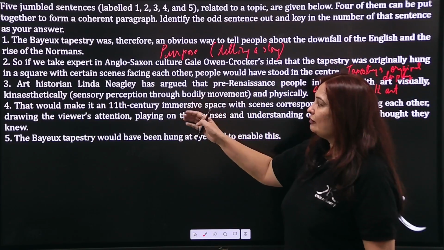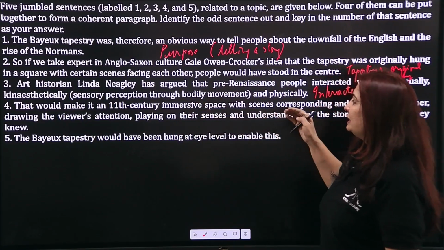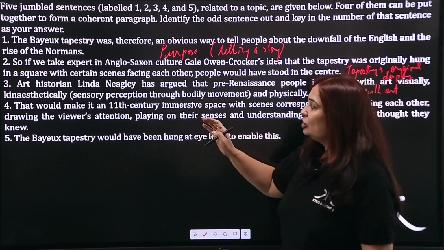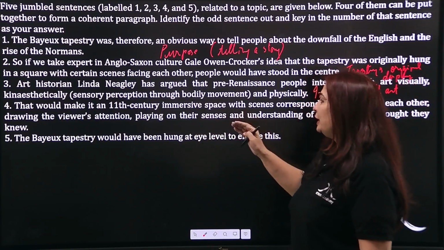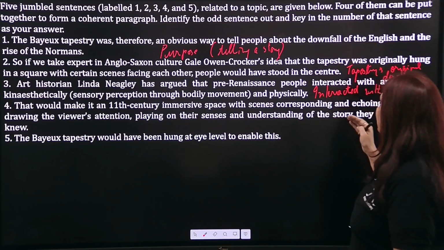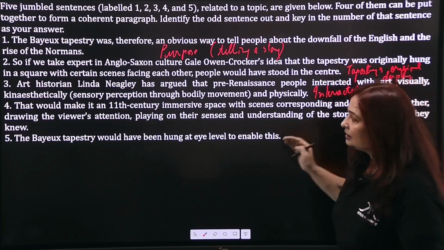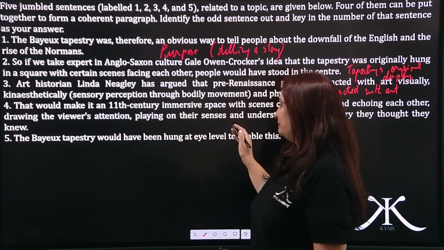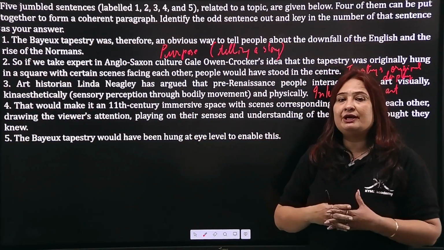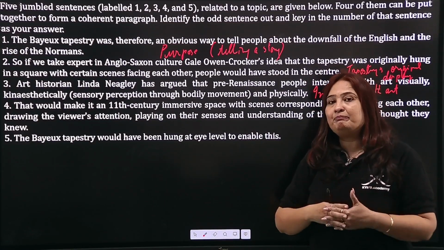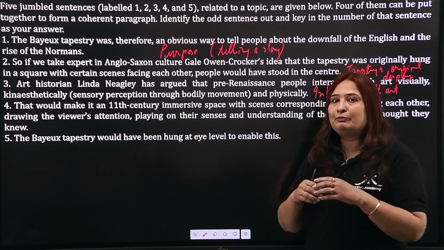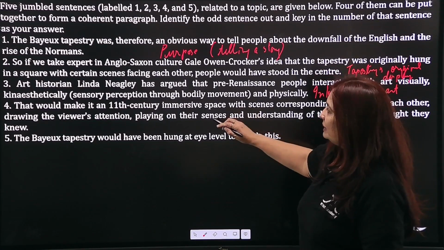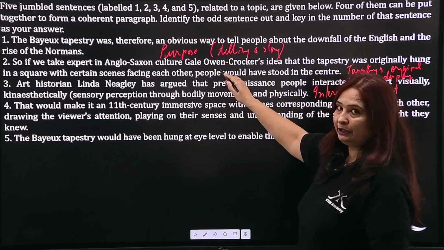Sentence 4. That would make it an 11th century immersive space with scenes corresponding and echoing each other, drawing the viewer's attention, playing on their senses and understanding of the story they thought they knew. This sentence talks about the immersive experience. Immersive experience means when multiple senses are involved and people start feeling that they are part of that particular environment, which was created over here.